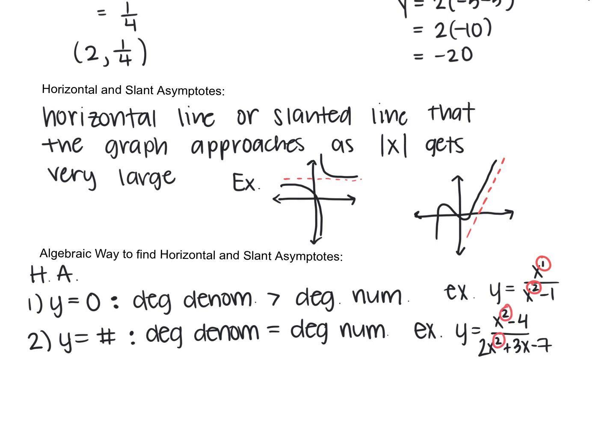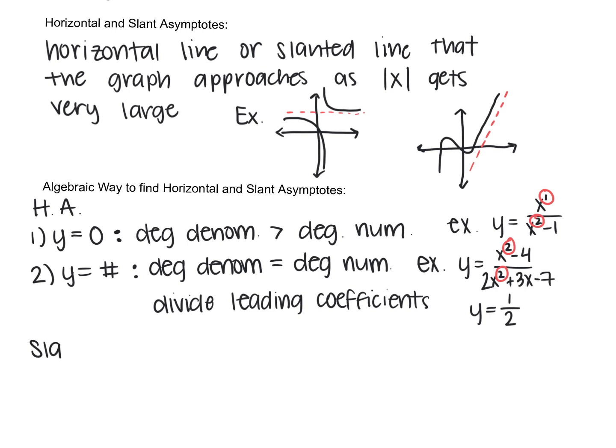So the way I find that horizontal asymptote is you divide the leading coefficients. So the leading coefficients are the numbers in front of, in this case, my x squared terms, or whatever your degree is. So it would be y equals, and the number in front of x squared is 1, and the number in front of 2x squared is 2. So I get y equals 1/2.